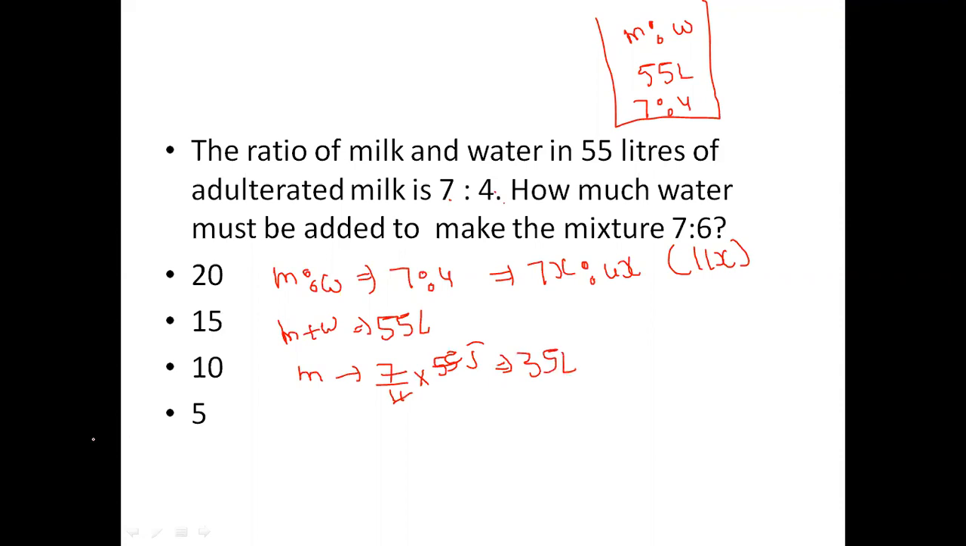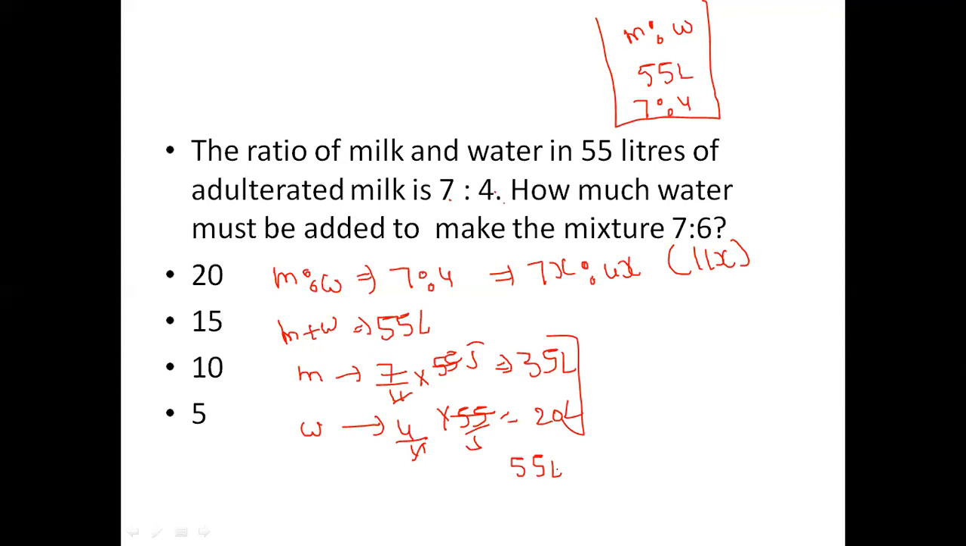And in the same way, you can find out water value also. Okay. What is the water value, guys? Water is nothing but 4 by 11 parts out of the total 55. So 11 ones, 11 fives. Water is nothing but 20 liters. Okay. Altogether 55 liters of content is there. I could see 35 liters of milk and 20 liters of water in that mixture.